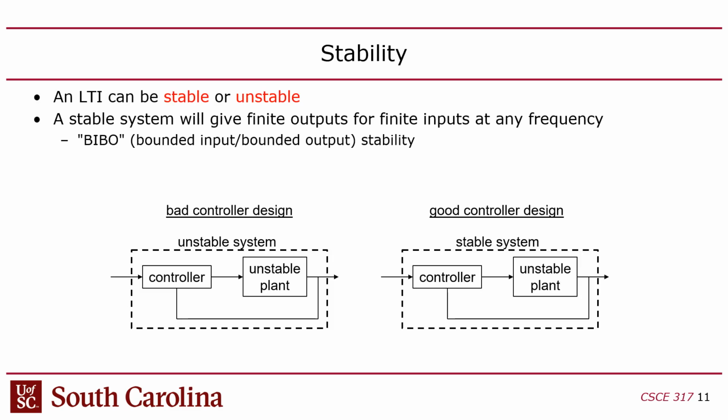Then there's this other concept called stability. A transfer function can be stable or unstable. More specifically, it can have bounded input, bounded output stability, which means that if it's stable, no matter what input I give it, it'll produce a bounded output. You might ask, as opposed to what? As opposed to if I give it the wrong frequency input, it blows up into infinity. That's an unstable system.